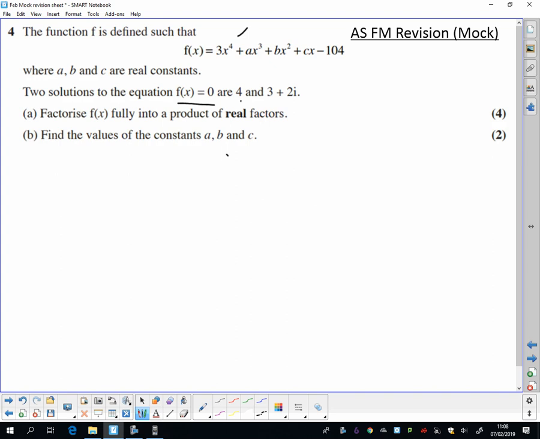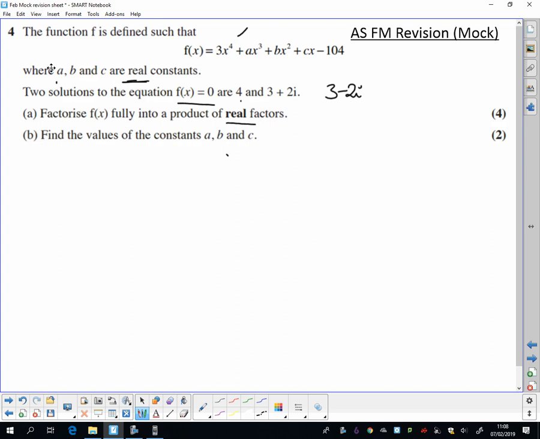Now it's a quartic, so we expect it to have 4 roots, and we've got 2 of them, but we can easily deduce one of the others because a, b and c are real. So if the coefficients of x are real, that means the complex roots come as a conjugate pair. So one of the other roots is 3 subtract 2i. And what we've got to do is fully factorise such that we get real factors.